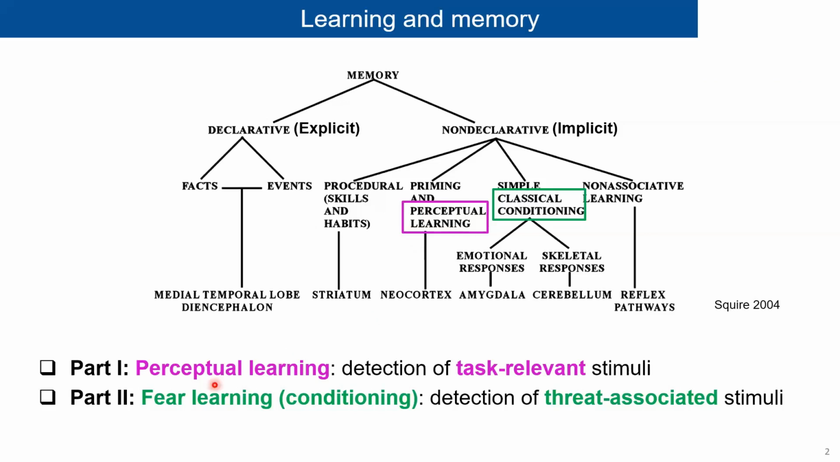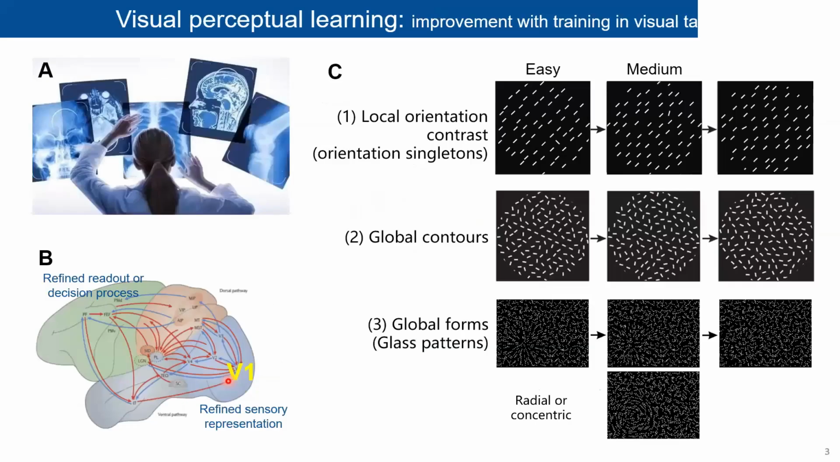So the first part of my talk is about perceptual learning. Visual perceptual learning, that is improvement with training on visual tasks, is commonly seen in some professionals, such as radiologists. Regarding the neural mechanism of perceptual learning, there has been an ongoing debate.